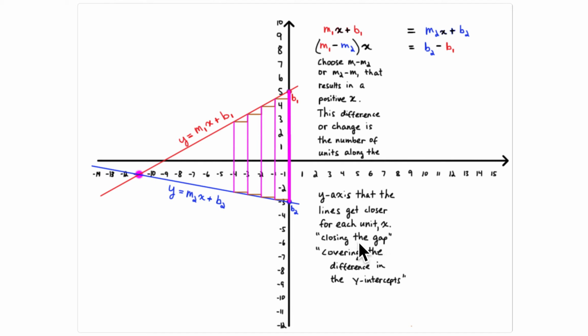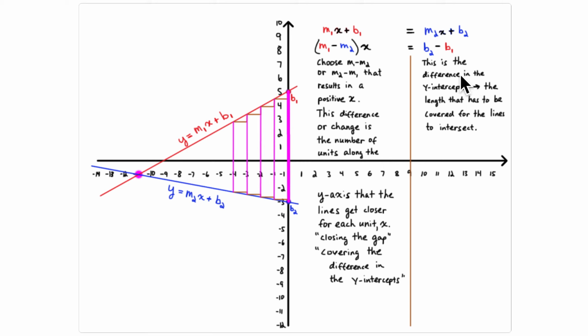And a couple of phrases that I've been using: you want to close this gap or cover the distance in the y-intercepts. So this is getting closer, closer, closer. I've talked about this as closing the gap or just covering this distance. How many 8/11 does it take in our problem? How many 8/11 does it take to cover this distance? It took 11 of them.